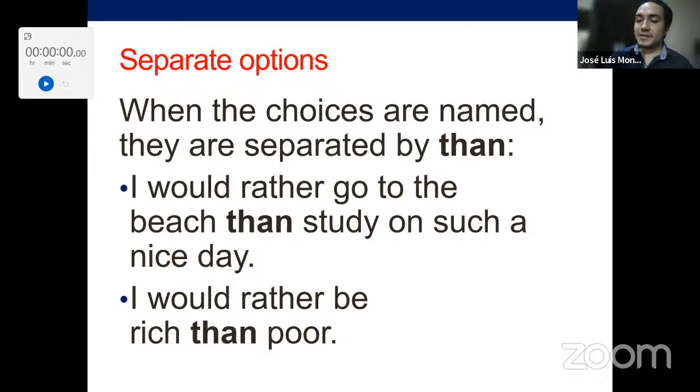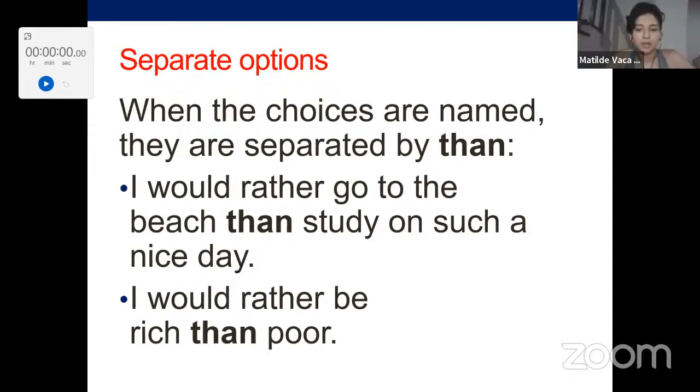So then study on a beach, but we don't have to use here the gerund in this case. We have rules. We would prefer to use infinitive, gerund, base verb. Usually in this case, it is going to be the base verb. All right, so let's read this, please.